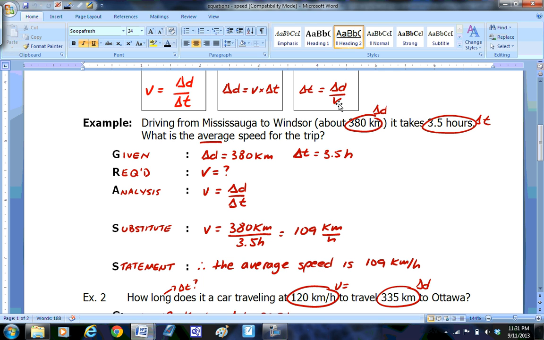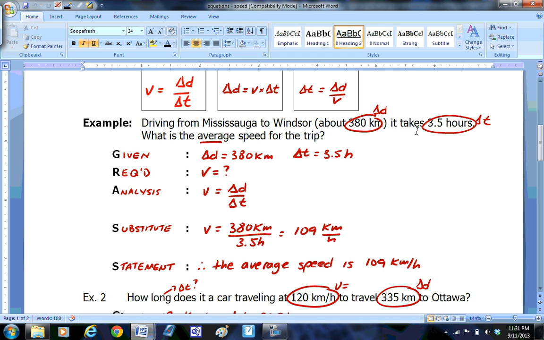So let's look at an example. I'm going from Mississauga to Windsor. It's about 380 kilometers. The kilometers means it's probably a distance. And it takes 3.5 hours, so that's my time. And I want to know the average speed for the trip. So I know my givens, I write them down. My distance is 380. My time was 3.5 hours.